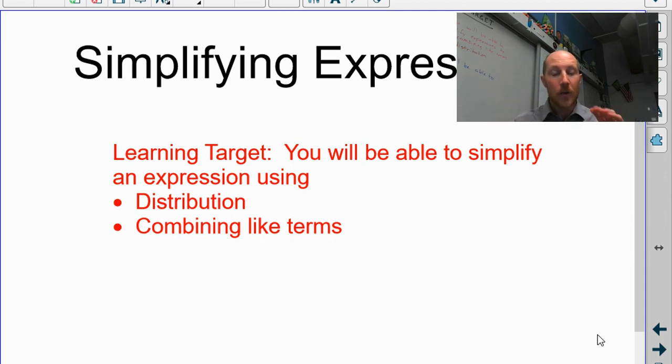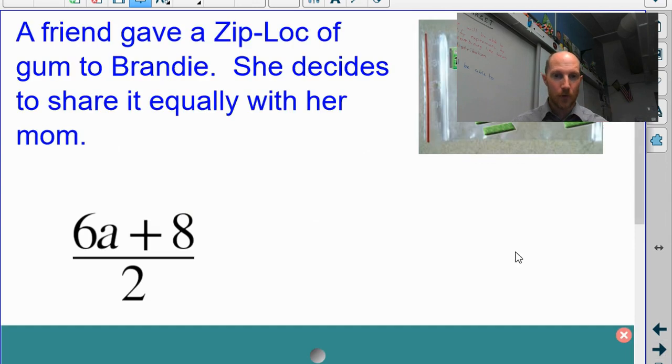So distribution, today we will include another operation, which will be division. We've seen multiplication and subtraction. We saw that before, and so we're going to just add one more operation, and then we'll still be combining like terms after we distribute. So here's our first example.